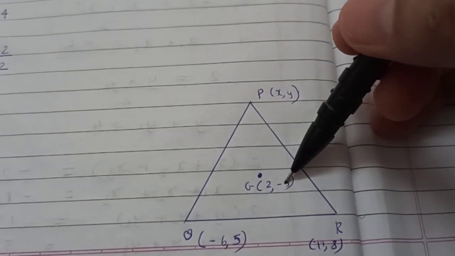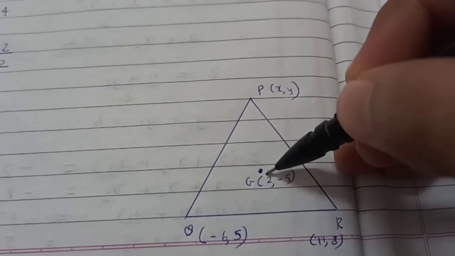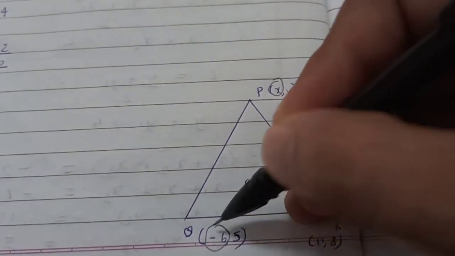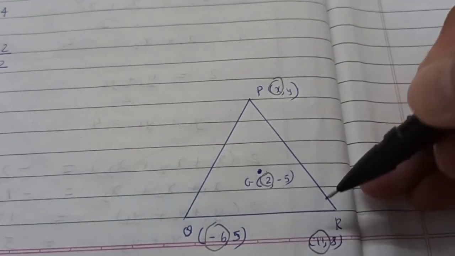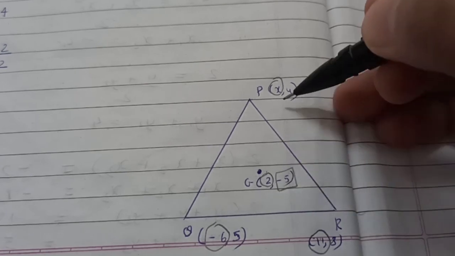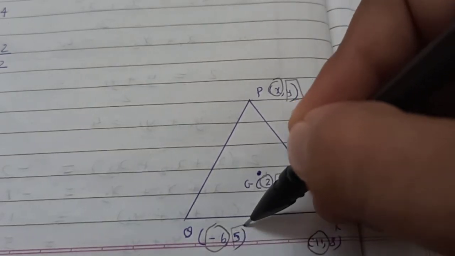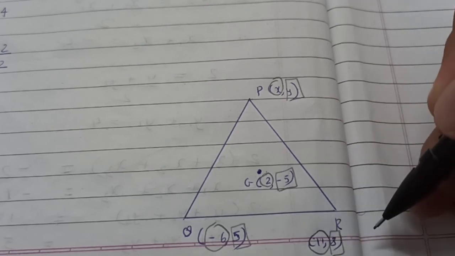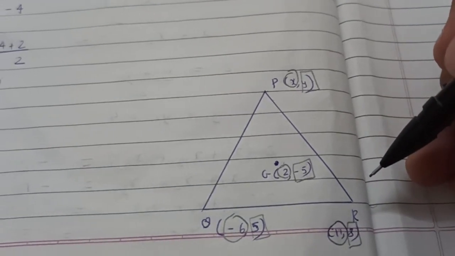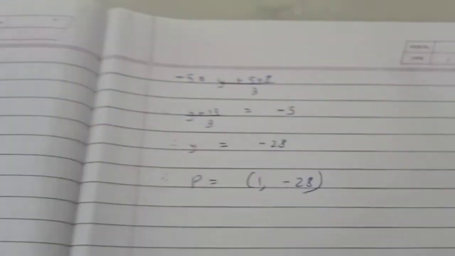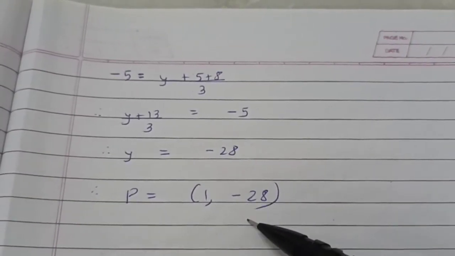Now what was the direct formula of a centroid? Well, the x coordinate 2 is x plus minus 6 plus 11 upon 3. And the y coordinate minus 5 is equal to y plus 5 plus 8 upon 3. So that's how we are going to find the value of x and the value of y and get the coordinates of P, which is 1, minus 28.